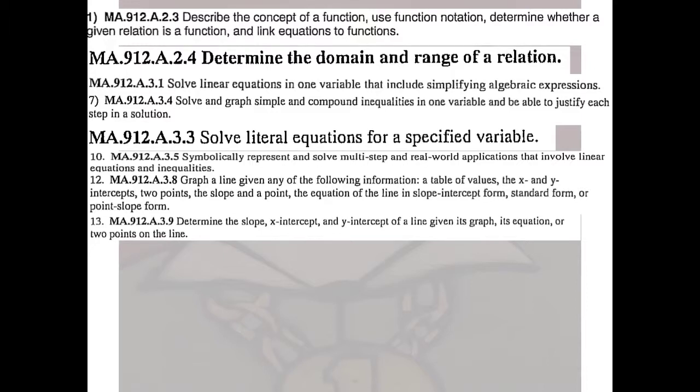Alright, and the next benchmark that we're going to cover is determining slope, x-intercept and y-intercept of a line, given its graph, its equation, or 2 points on the line. Okay, so we'll look at slope. You can find slope with either our picnic table equation, y2 minus y1. Remember, y's go on top because they are fancy glasses, and the picnic table, the x's go on bottom. Or you can do slope with rise over run.